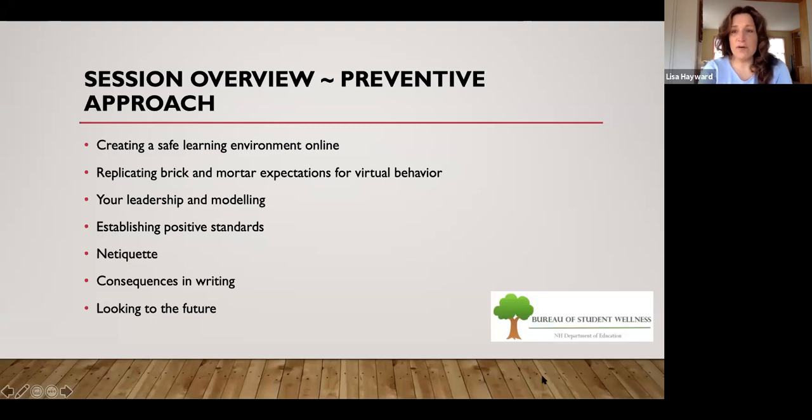The session overview is really a preventative approach as much as possible, and we'll look at how you can create a safe learning environment online, how you can replicate brick and mortar expectations for virtual behavior. We'll talk about how your leadership and modeling impacts student behavior, how you can establish positive standards. We'll look at NETIQUETTE, what it is, some examples, how to write one. And we'll talk a little bit about consequences in writing. And we'll end by looking towards the future, some tips and suggestions for you when we all move on in the next few months.